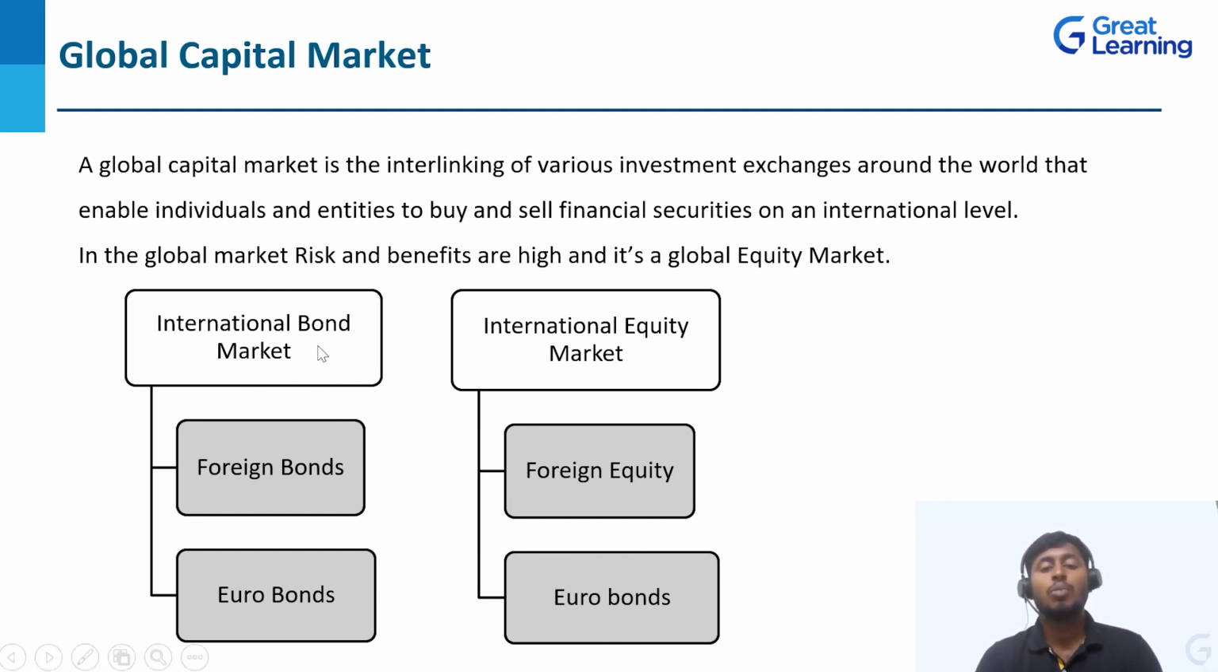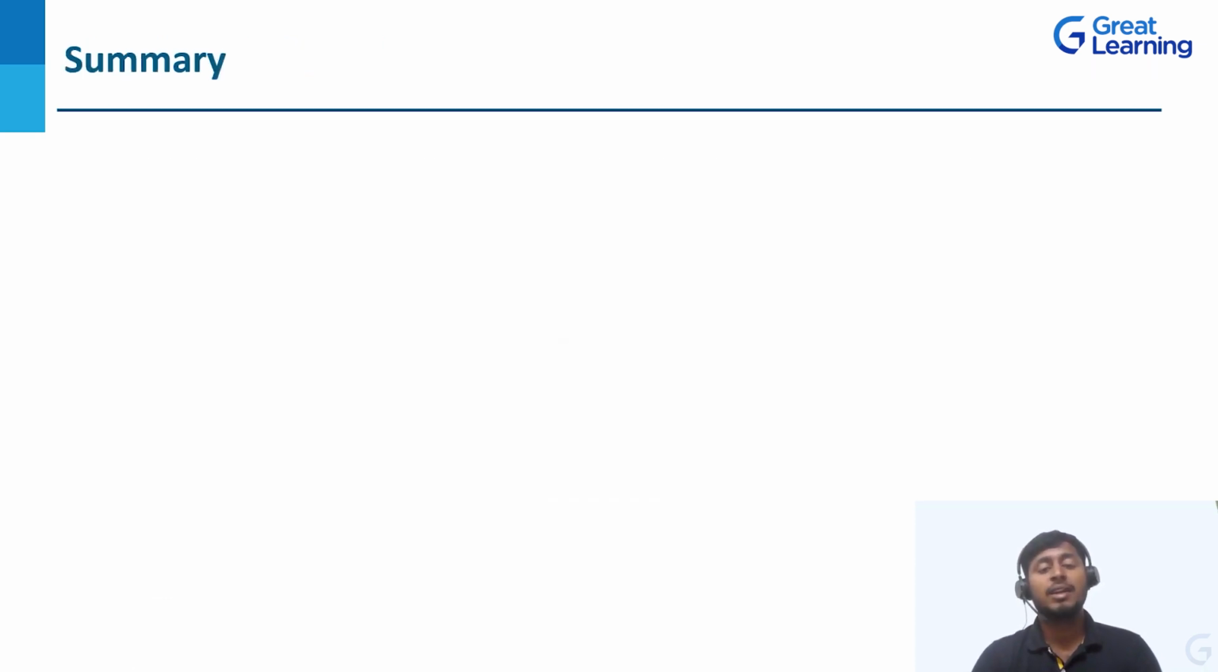So in this international bond market, especially they are going to trade with the foreign bonds and euro bonds. And in the international equity market, foreign equity and euro bonds, these are the investments or securities they are going to trade in the global capital market. So euro bonds will be traded in the international bond market and also in the international equity market.